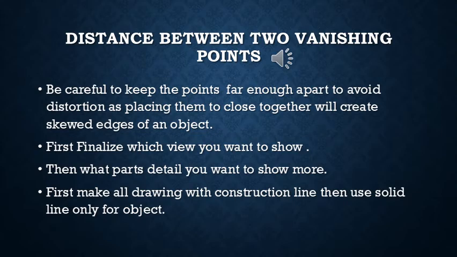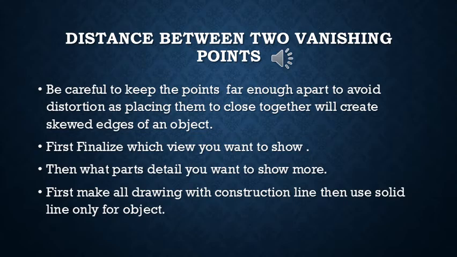We are going to discuss the distance between two vanishing points. The most important part in two point perspective is to create two vanishing points. In one point perspective, because we have only one vanishing point, we can have that at any place on the horizontal line. But when we are going to have two vanishing points on one horizontal line, then we have to decide where we want to have those vanishing points.